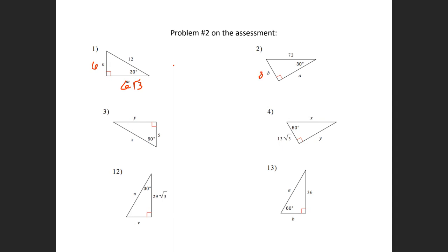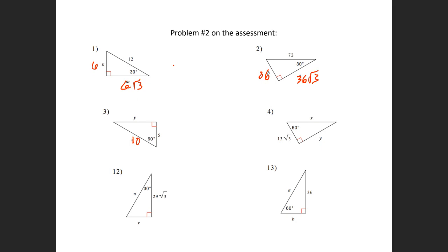36. What is A? 36 square root of 3. Right. Short side times square root of 3. Okay, in this problem, I'm given the short side in these two. I'm given the short side. So what's the hypotenuse? What would x be? 10, right? Just double the short side.